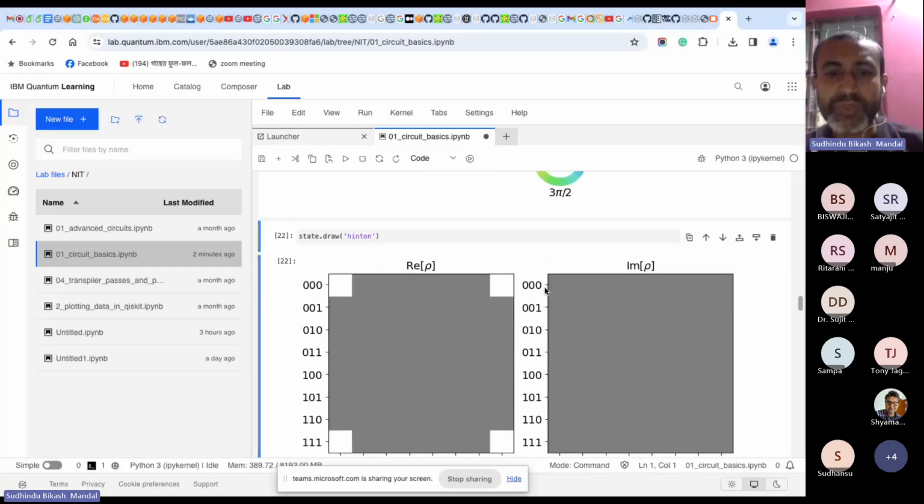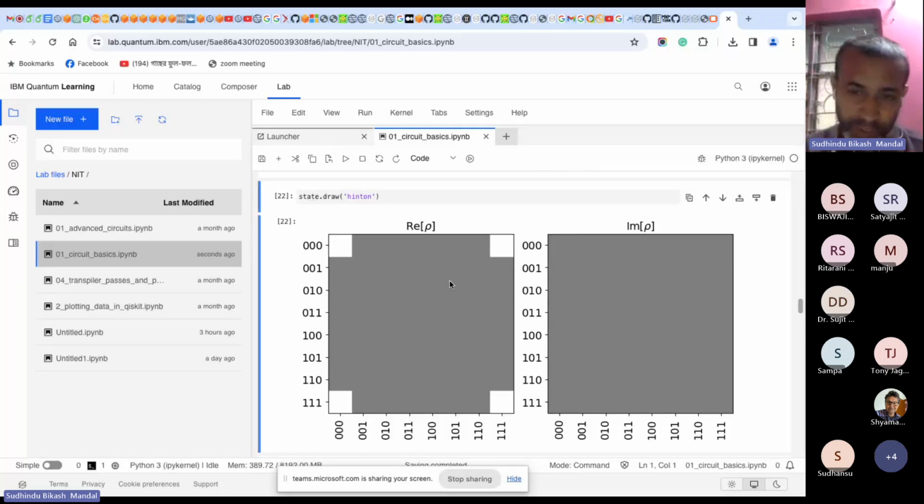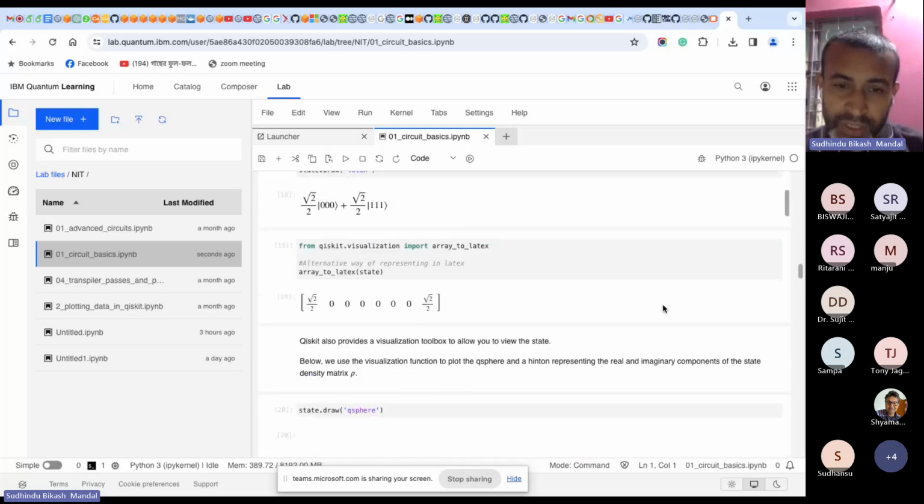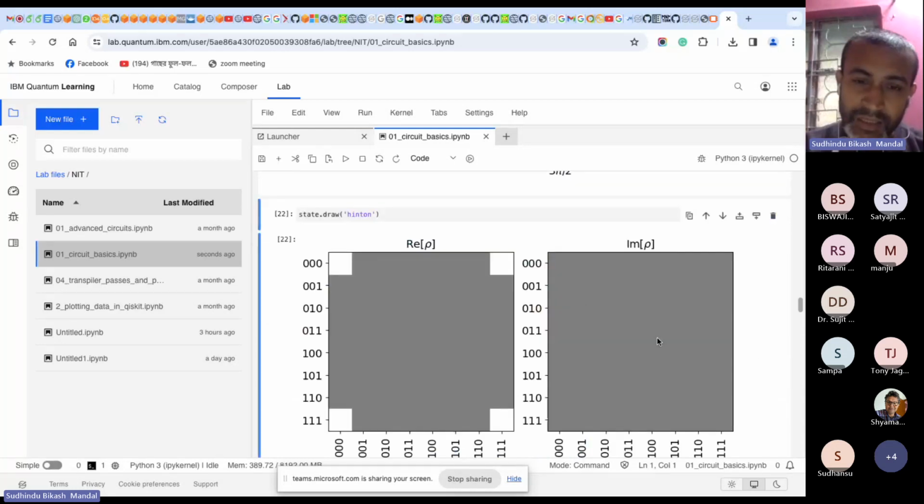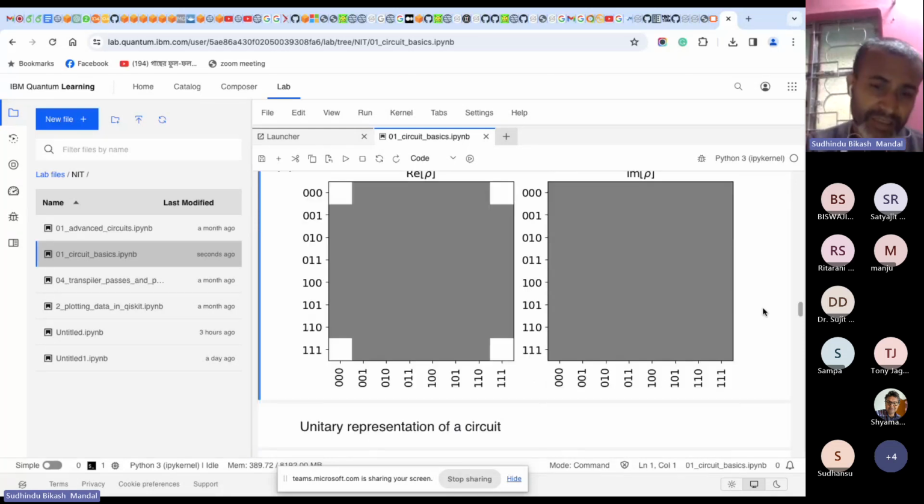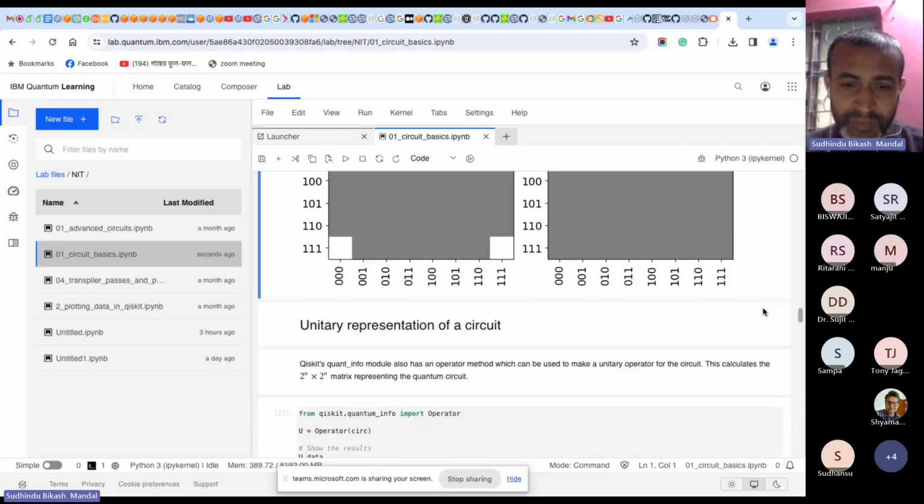Next, we can also plot a Hinton plot. Here from this plot, there are two different parts. I'm not executing it, because this part will give you the real part, and this one is your imaginary part of the state. See, in our state there is no imaginary part. That's why everything is black, and in the real part there exist only 000 and 111. That's why this 000 space is white and the 111 space is white. Okay, this is another kind of representation we require to analyze our quantum state at different times.